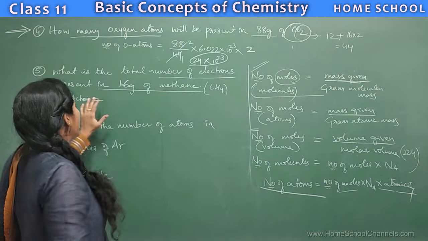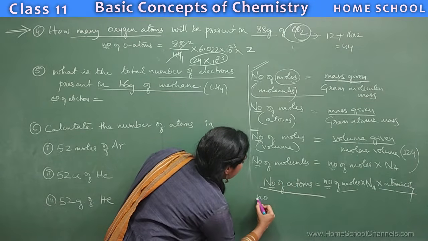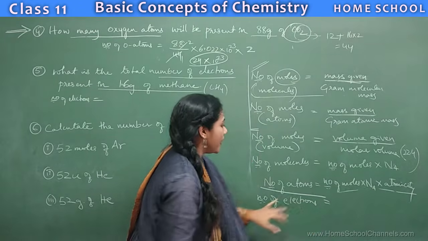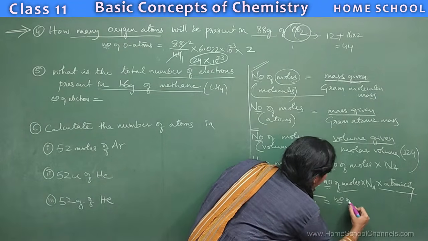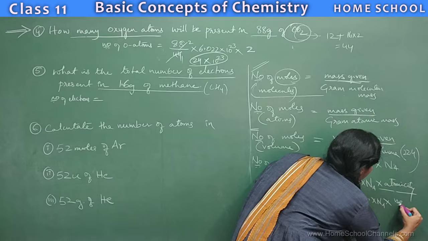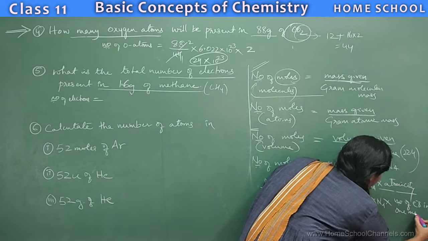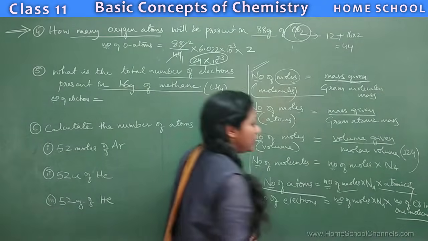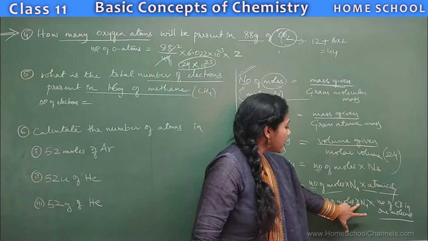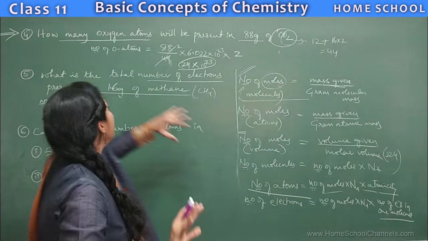Okay, let us see. One more formula, if you want you can take it down. If you want to find the number of electrons, the formula is number of moles into Avogadro number into number of electrons in one molecule. Okay, I repeat the formula. Number of electrons is equal to number of moles into Avogadro number into number of electrons in one molecule. Okay, so the same formula we have to substitute.